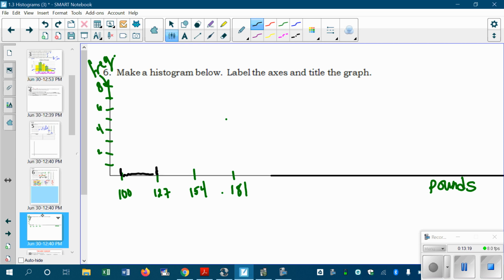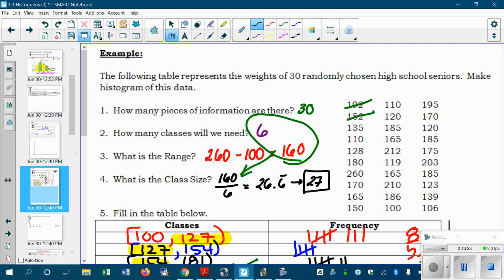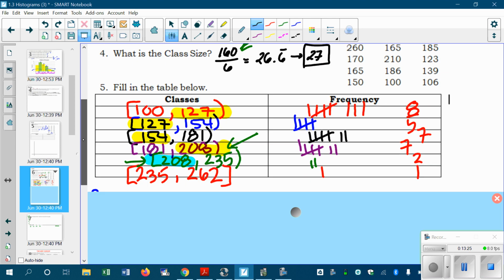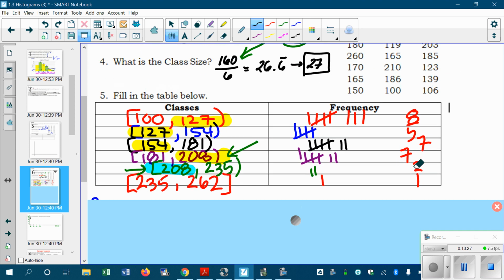Okay, so please finish labeling this axis and use the tallies that I have here, the 8, 5, 7, 7, 2, 1. Use that frequency information to finish out the histogram. Okay, please draw it yourself before you look ahead at what mine looks like. Okay, that's the only way to know if you get it. Okay, go ahead and pause the video and finish your picture.